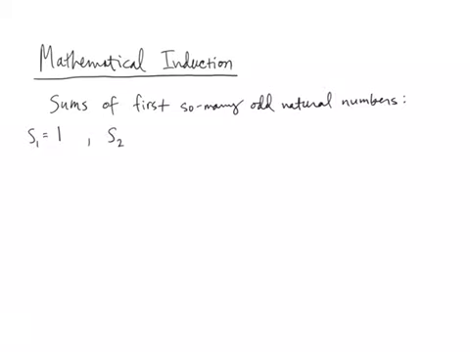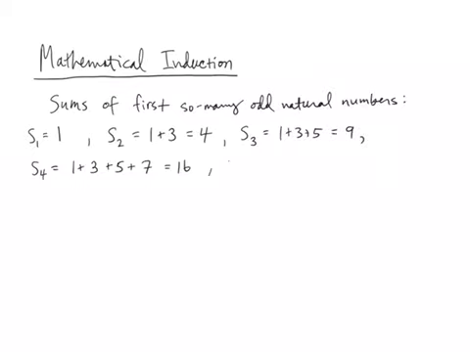S2, the first two odd numbers, that's 1 plus 3, and that's 4. S3, the sum of the first three odd natural numbers, is 1 plus 3 plus 5, and that's 4 plus 5, which is 9. S4, the sum of the first four odd natural numbers, 1 plus 3 plus 5 plus 7. 1 plus 3 plus 5 is 9, that was our previous step, plus 7 is 16. And S5, well, that's just our previous one plus 9, and that's 25.